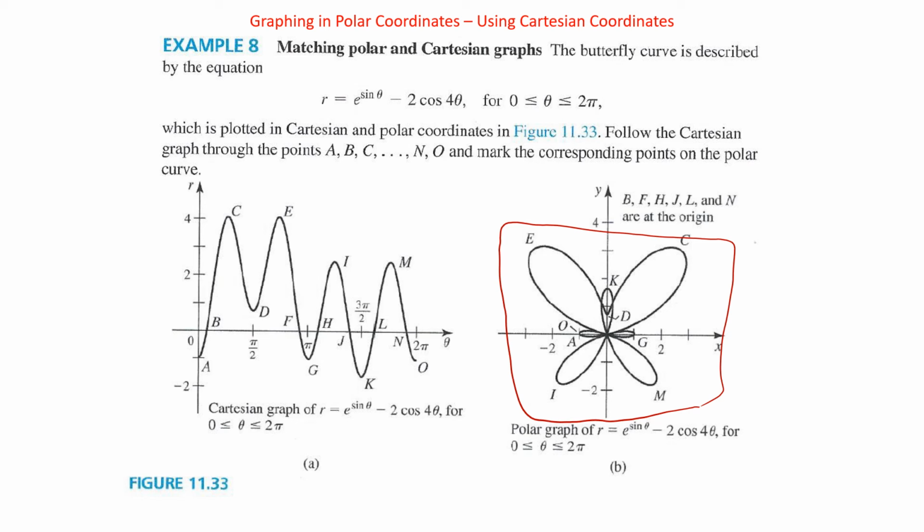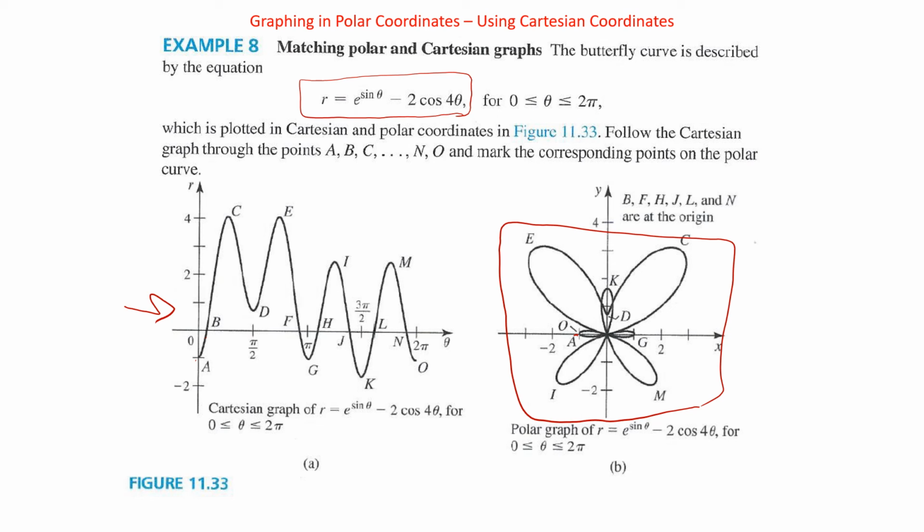And then our Cartesian graph over here on the left, we can follow what it's doing. So starting here, that would be just plugging this in. We could graph this as just y equals e to the sine x minus 2 cosine 4x. That would give us this graph. Then we can follow. So when theta equals 0, we're at -1. So theta equals 0, we're over here at -1.